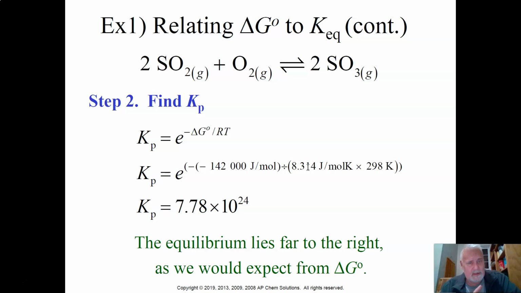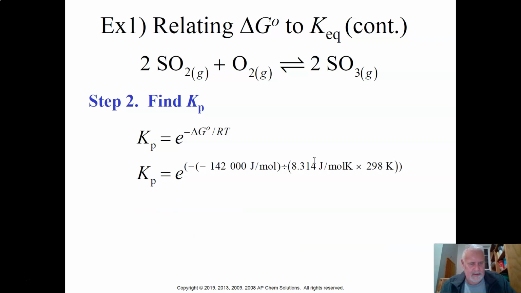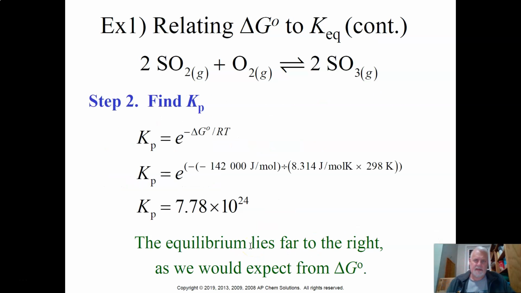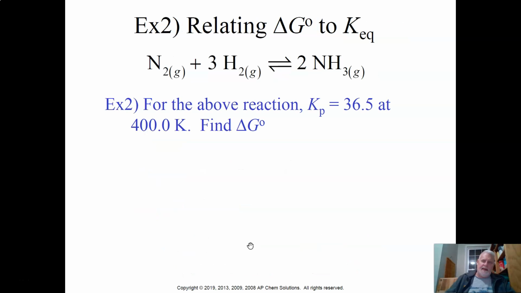So essentially what happens is that factor of the delta S becomes less significant when this delta H is so large. That delta S doesn't change it very much, as you can see. Because it's just such a big number, and that is what would be expected.